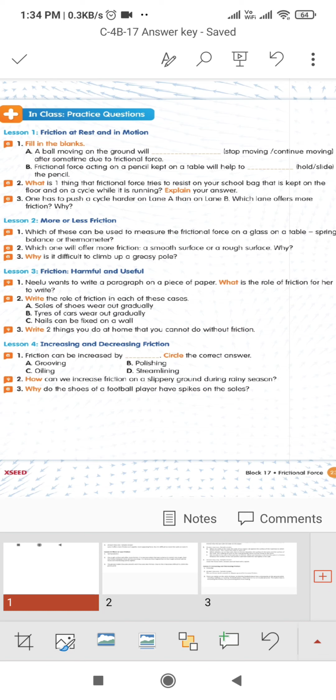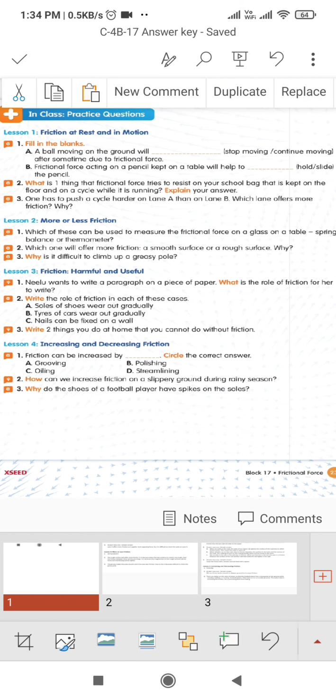Second question is, which one will offer more friction? A smooth surface or a rough surface? Why? We have already discussed that smoothness depends upon the friction. More the friction, harder the surface; lesser the friction, smoother the surface. So a rough surface will offer more friction.